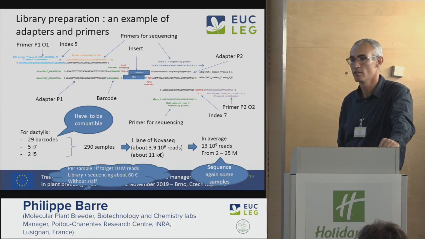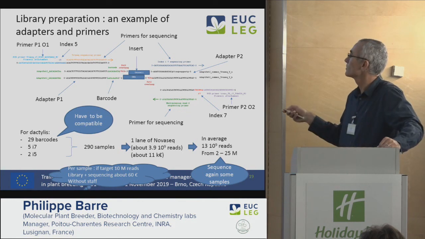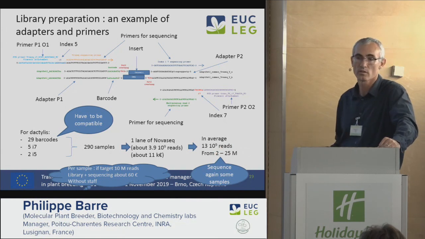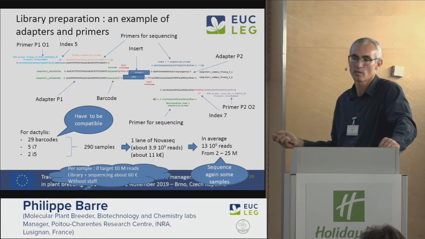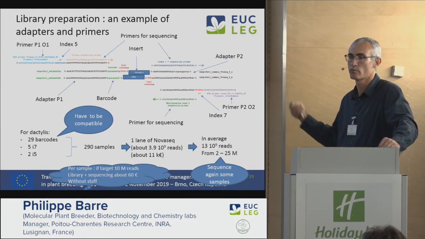This is not good. 2 to 25 million. I want something like 10 million. So here, we have to do again some samples. That's why I said before, sometimes it's better to do it separately, even if it's a little more costly, then you can pick the sample again and redo only those ones for resequencing.